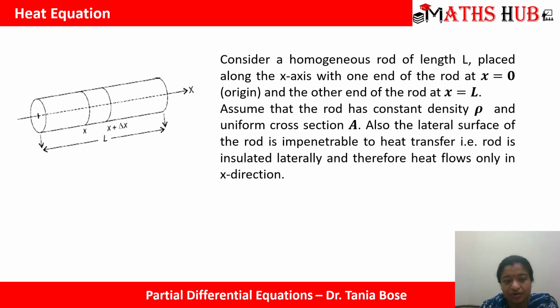We assume that this rod has a uniform constant density rho and it has a uniform cross-sectional area A. We also assume that the lateral surface of the rod is impenetrable to heat transfer. That is, it is insulated laterally, so no heat flows along the lateral side. So heat only flows in the x direction, right? So these are the assumptions that we make before we model this heat equation.